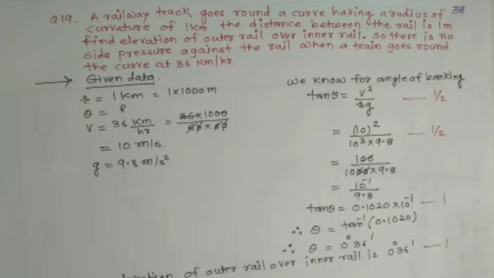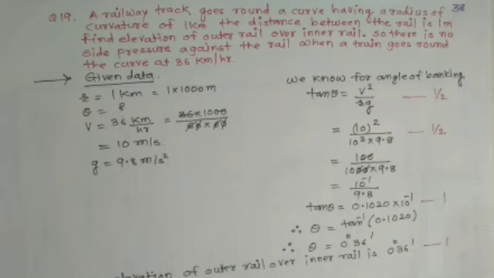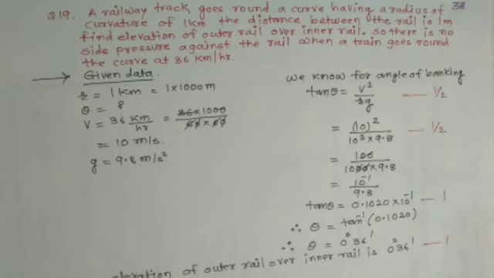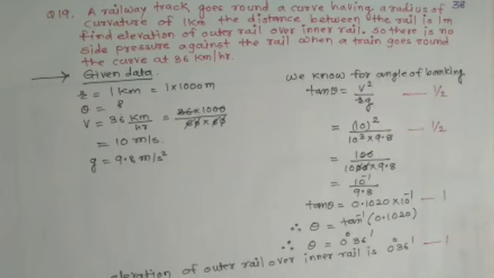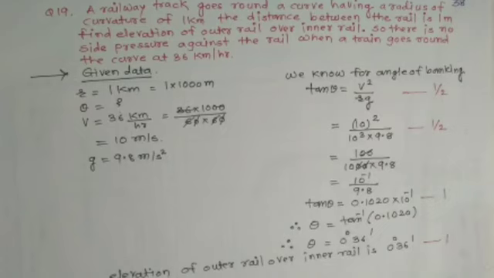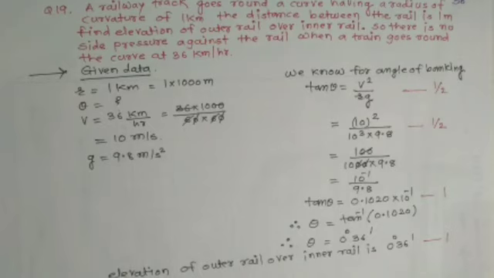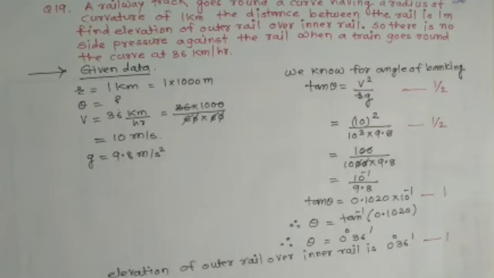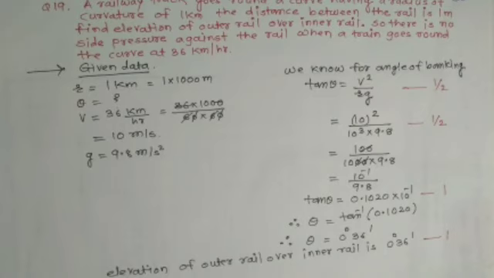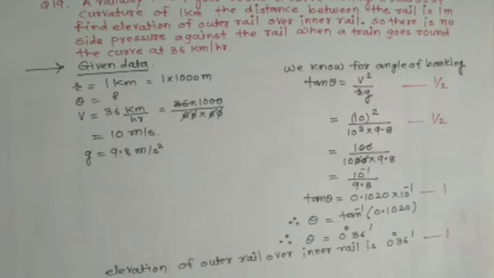Another numerical based question, number 19. A railway track goes round a curve having a radius of curvature of 1 kilometer. The distance between the rails is 1 meter. Find the elevation of the outer rail over the inner rail so that there is no side pressure against the rail when a train goes round the curve at 36 km per hour.